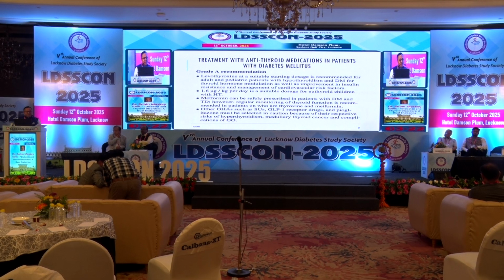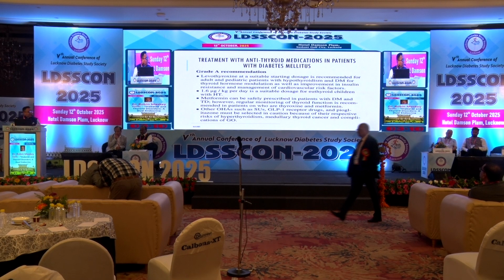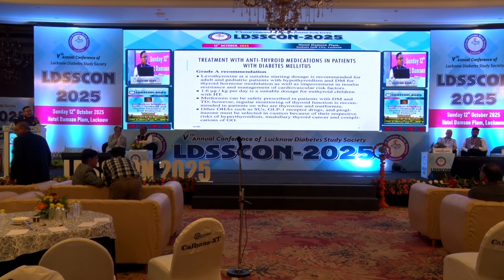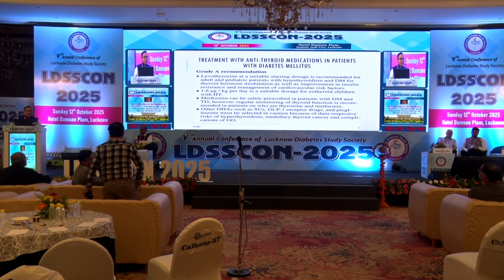And metformin can be safely prescribed in patients with diabetes and thyroid disorder. But we have to regularly monitor the thyroid function test in patients on thyroxine and metformin, because metformin has been found to decrease the TSH level. Other OHAs like sulfonylurea, GLP-1 and pioglitazone must be selected with caution, because pioglitazone has been found to aggravate Graves' orbitopathy, as this PPAR gamma receptor is also found in the orbits and it can aggravate that. So you have to be cautious while giving these drugs in a patient with Graves' orbitopathy.